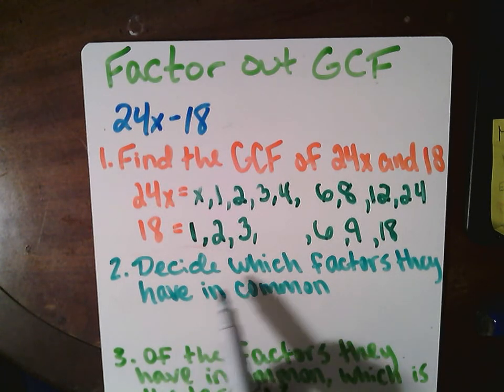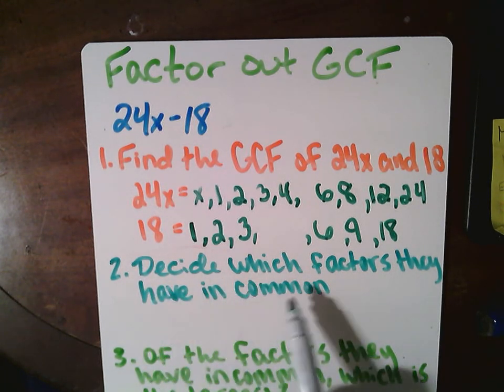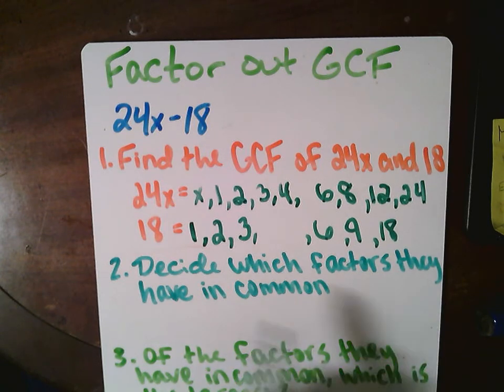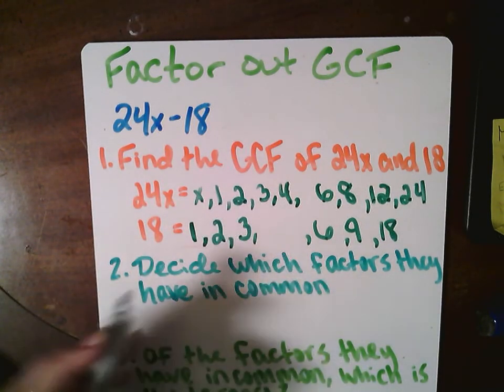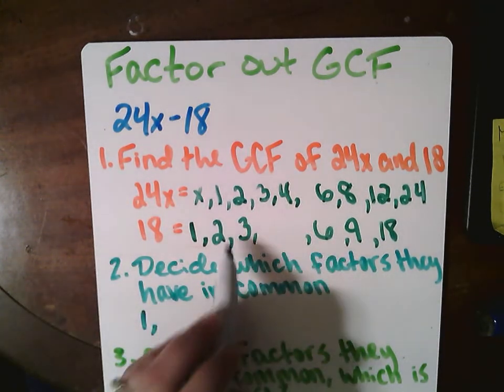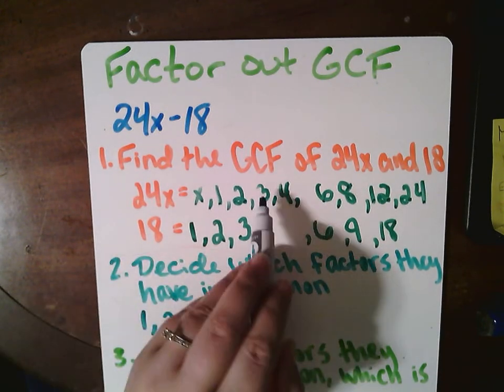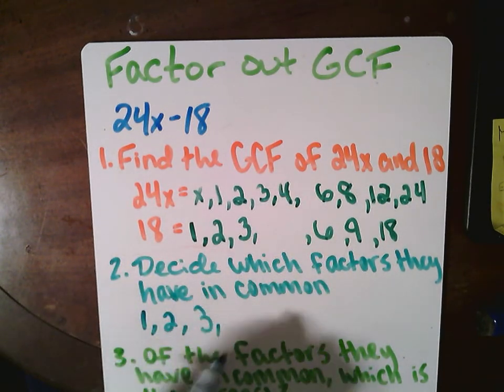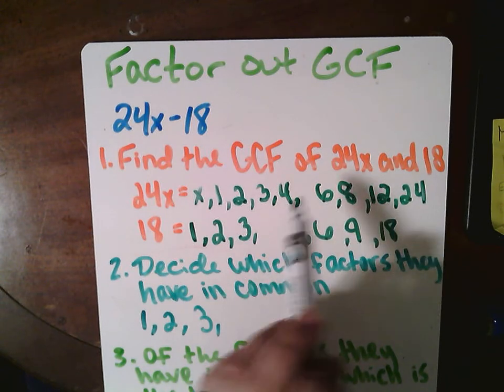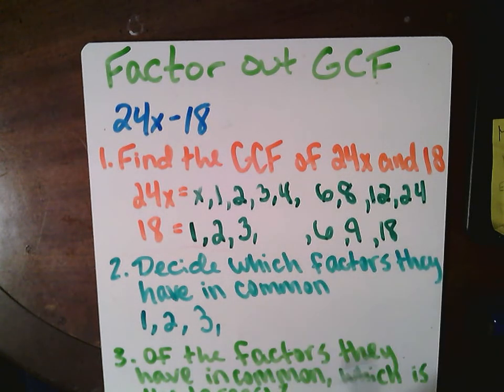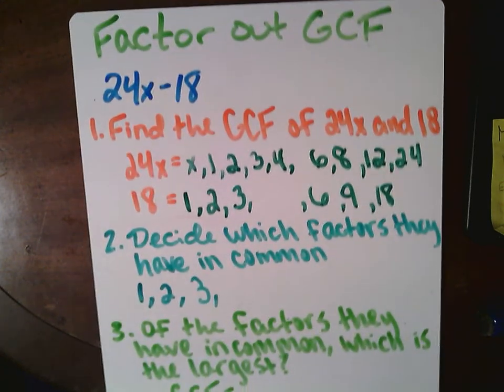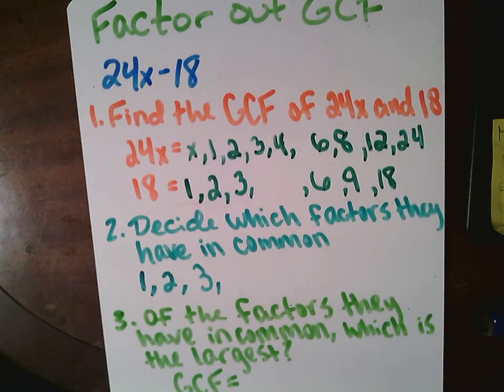So now we're going to look at step 2. What factors do they have in common? Well, they both have a 1. They both have a 2. Both have a 3. And you can circle this, but I don't want my colors to mix together and ruin the markers, so I'm just writing it down here. But you can totally circle them if you're writing this down on paper.